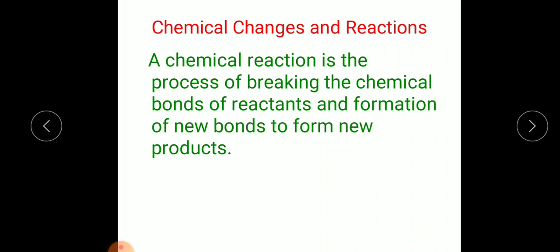Now, as we know, a chemical reaction is the process of breaking the chemical bonds of reactants and formation of new bonds to form new products. So, in a chemical change or chemical reaction, the reactants react to give you a new product which will have a different composition and different chemical properties from the reactants.